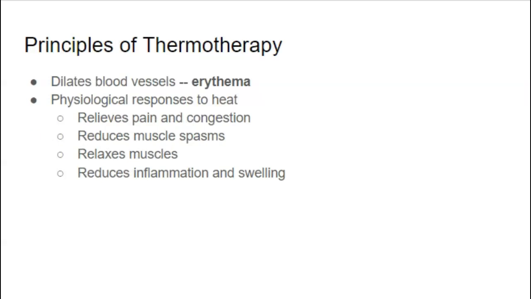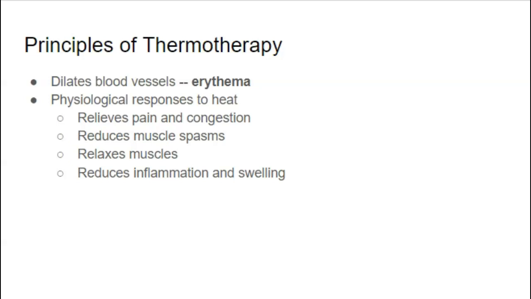So the principles of thermotherapy, or using some form of heat, is that it causes the opposite of cryotherapy, causes dilation of blood vessels. With that dilation of blood vessels, you usually get some sort of erythema in the skin. And so the physiologic responses that come from that are reducing pain and congestion. You get muscle relaxation, decrease in muscle spasms, and then it can sometimes reduce inflammation and swelling.